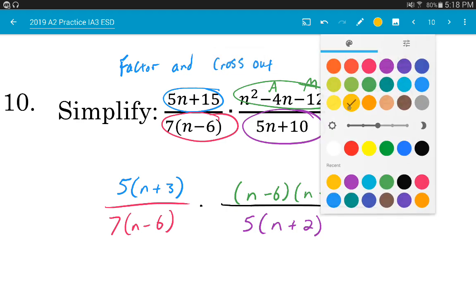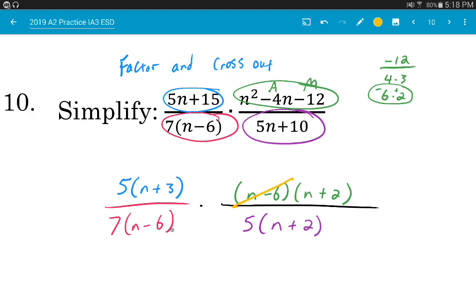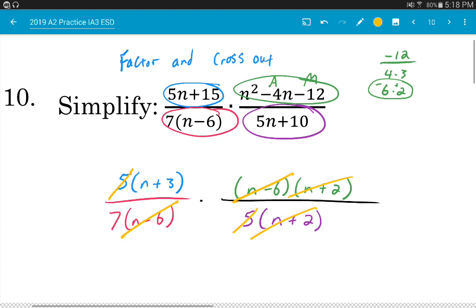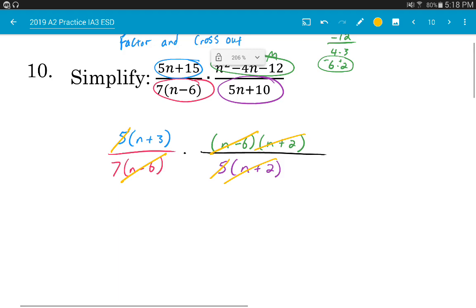Let's just focus on our crossouts. N minus 6 and n minus 6 will cross out. A 5 on bottom and a 5 on top will cross out. And an n plus 2 and an n plus 2 will cross out. So my final answer here is going to be n plus 3 over 7.